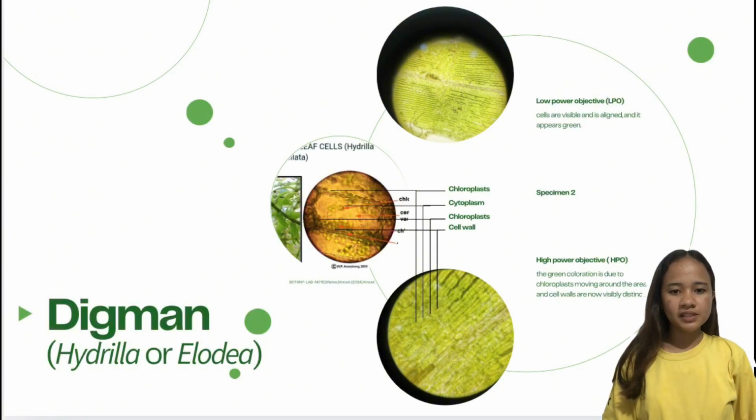The second specimen is digman, also known as hydrilla or elodea. Under the low power objective, the cells appeared green and aligned in rows. The cell walls were visible and the overall structure looked like stacked bricks. Under the high power objective, one of the most interesting things we observed was the movement of chloroplasts.